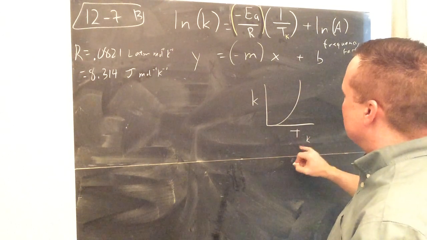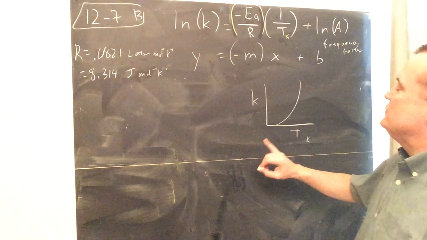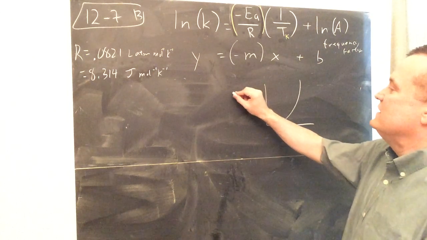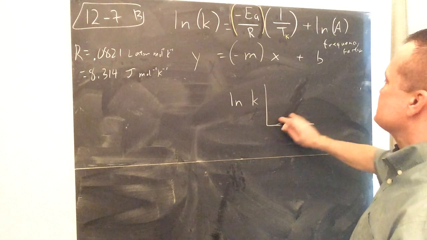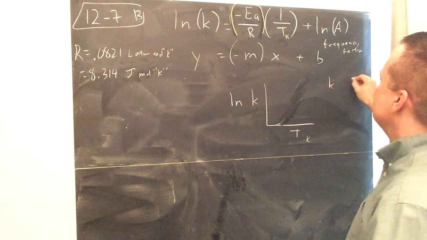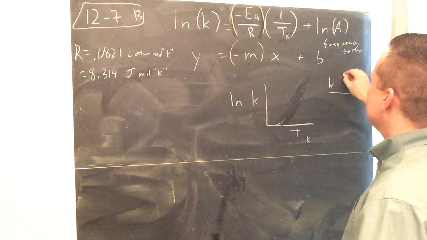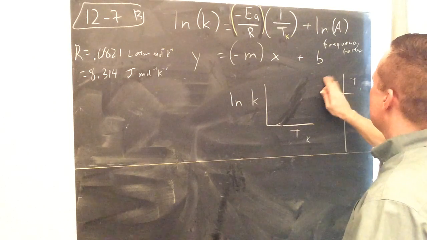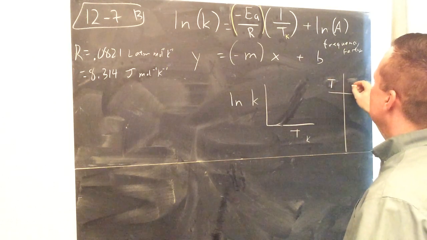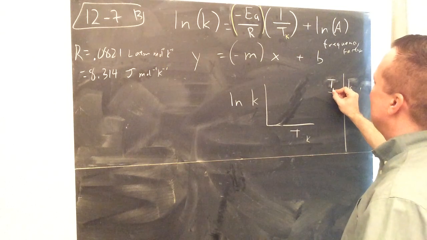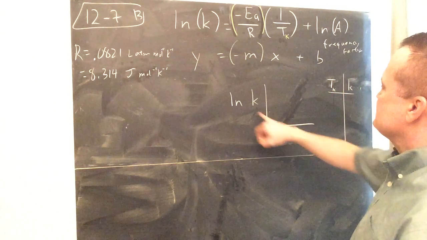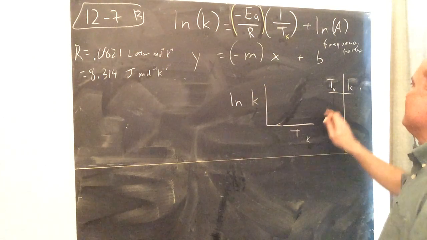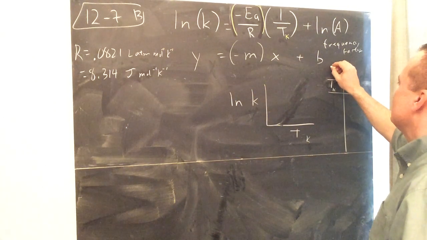Temperature, I'll put K in Kelvin. But now, if you were to graph the natural log of K, same data. So say I gave you all this data. Here's the temperature, and here's the K. Temperature in Kelvin, okay? X, Y.